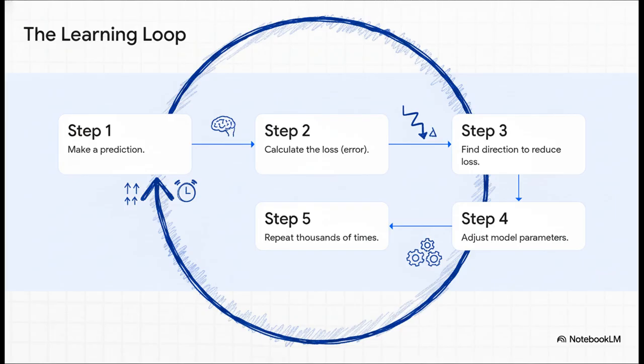It just keeps repeating. Step 1, make a prediction. Step 2, calculate the loss, the error. Step 3, find the direction to reduce that loss. And step 4, adjust the model's internal weights. Then, you just do it all over again, and again, and again. Thousands, sometimes millions of times. And with every single cycle, that loss gets just a little bit smaller.